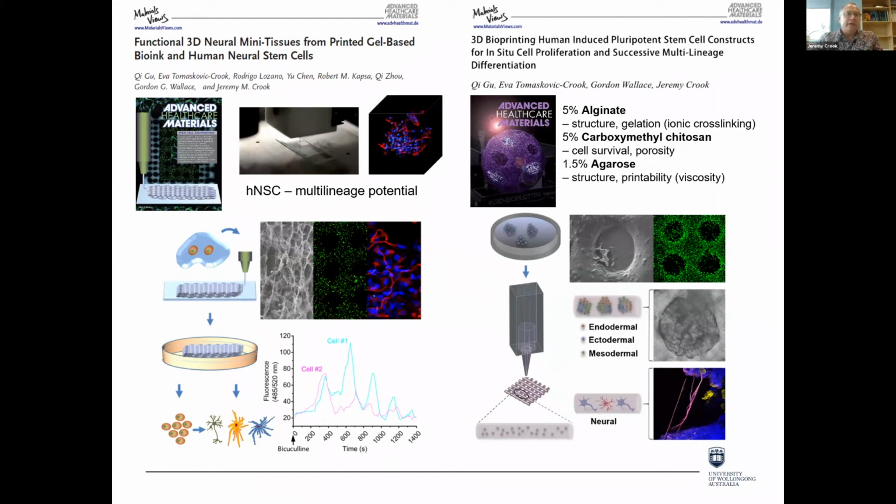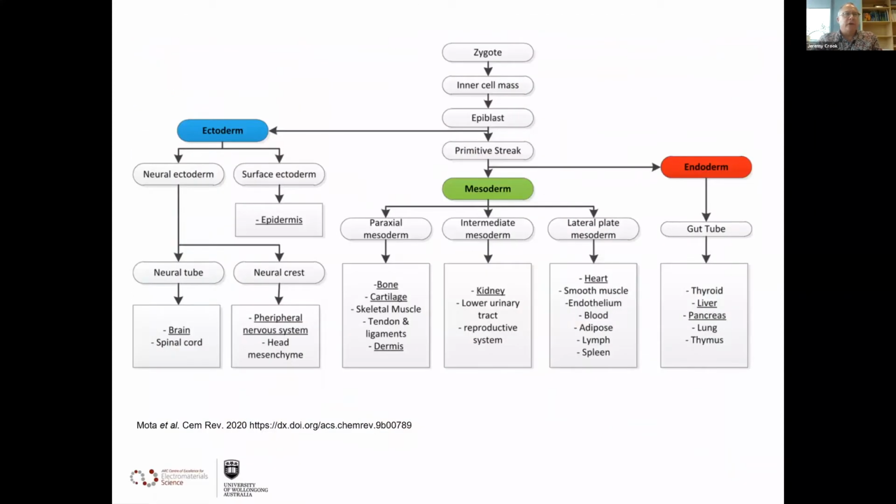And this provides proof of concept of developing all tissues of the human body, depicted here as part of an ontology tree for context in embryonic development.